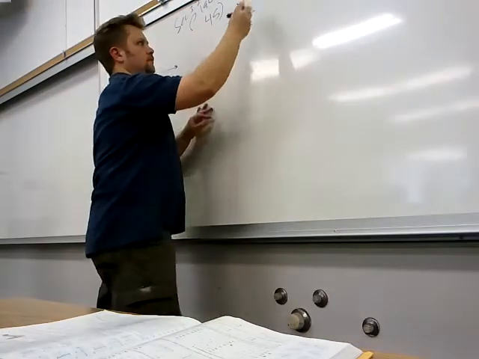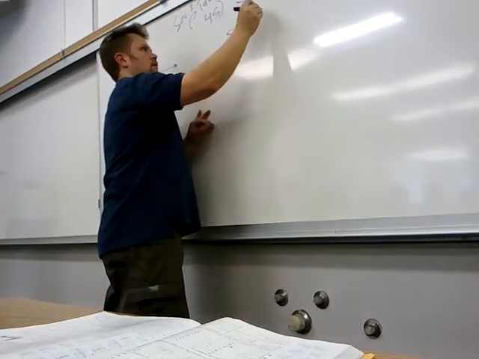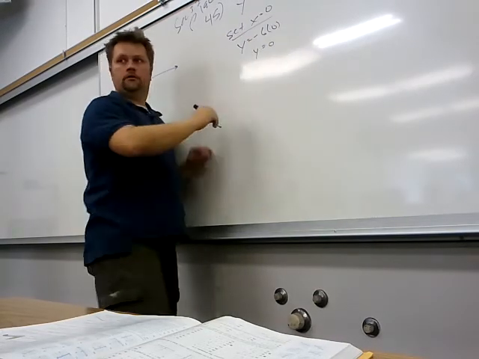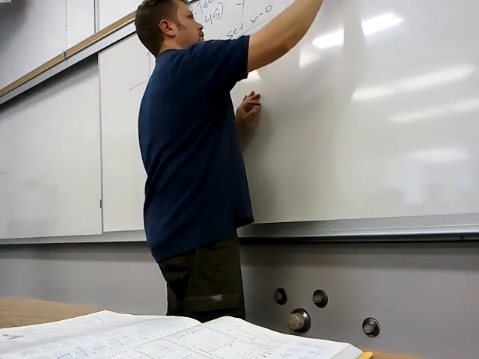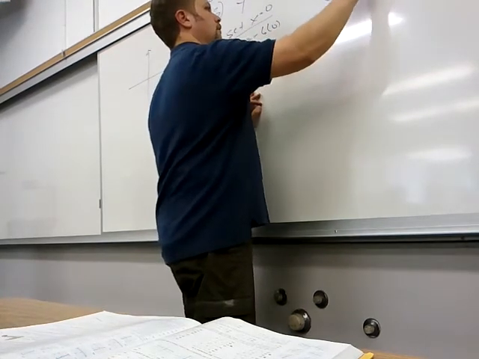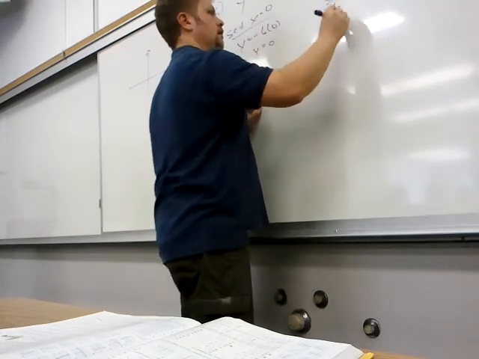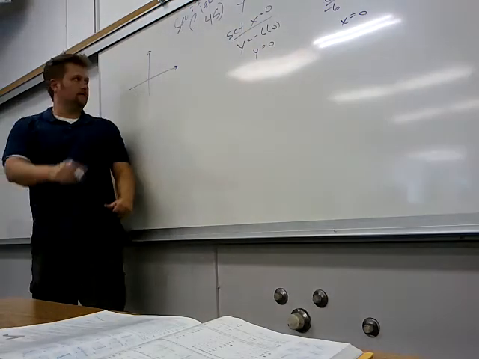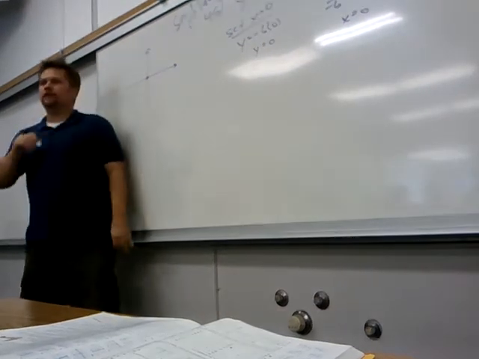x be 0, you get y equals 0. And then if you set y equal to 0, you'll get x equals 0. They're both the point 0, 0. So that's not enough, obviously, to graph it.